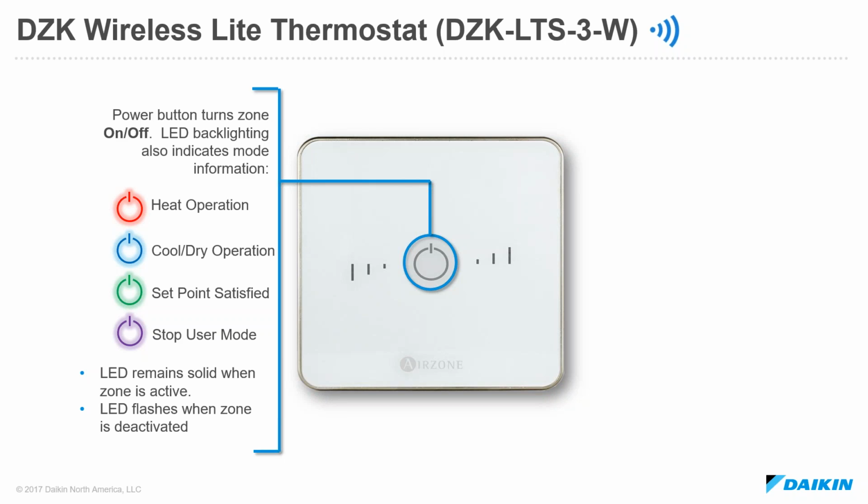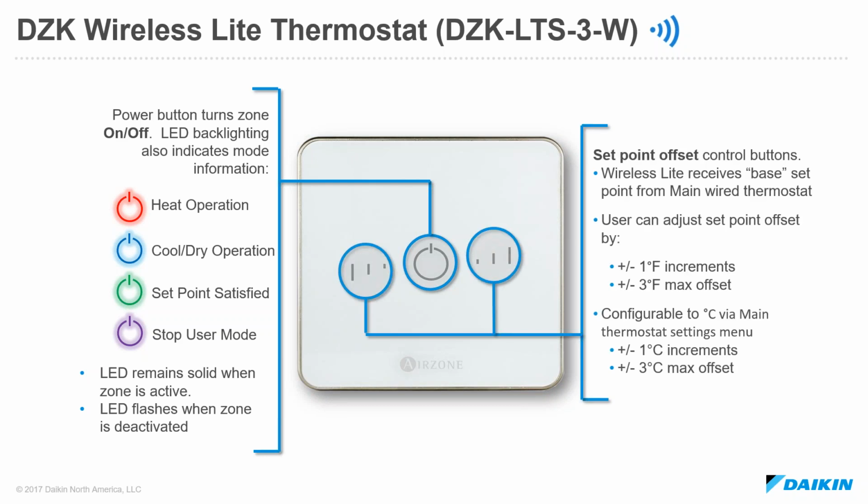So the user presses that power button to wake up. They assess what the current status is, and if they want to turn the zone on, they press the button again. If they want to turn the zone off, they press the button. The graduated lines to the left and right of the power button are where the user will interact with this thermostat to adjust the set point up and down. There are LED backlights to these graduated lines that will simply reflect if the user has adjusted that set point offset up or down.